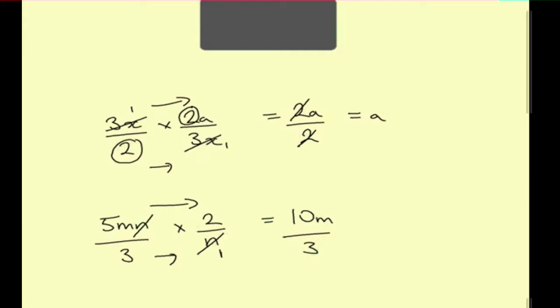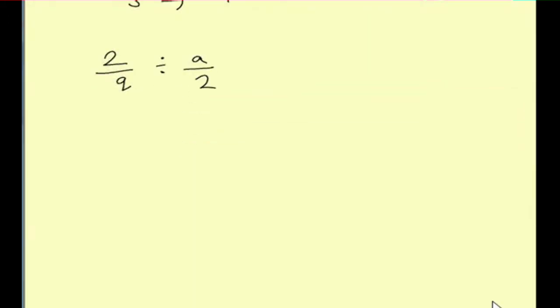Let's consider a division now. So let's say we've got 2 over q divided by a over 2. So what we would do here is turn the division into a multiplication, and we would invert the second fraction, that's to say turn it upside down. So we can't cross cancel here, so we multiply straight across. So we get 2 times 2, which is 4, and a times q is aq. So we're left with 4 over aq, which we cannot simplify anymore.